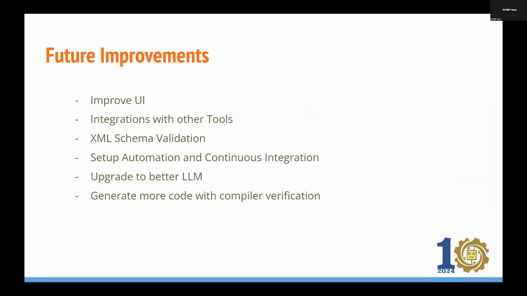And upgrading to a better LLM, or large language model, would allow my AI to work much faster and give you better results. And lastly, of course, with the AI, I could generate more code and use compiler verification. So not only can this AI have potential to generate initialization, it has potential to generate maybe some TeleOp, maybe some autonomous, and maybe some of both. And with compiler verification, you can ensure that all the code is accurate.